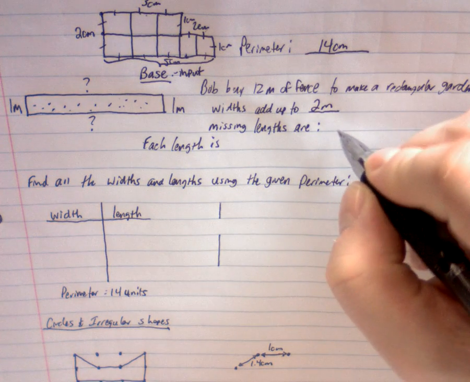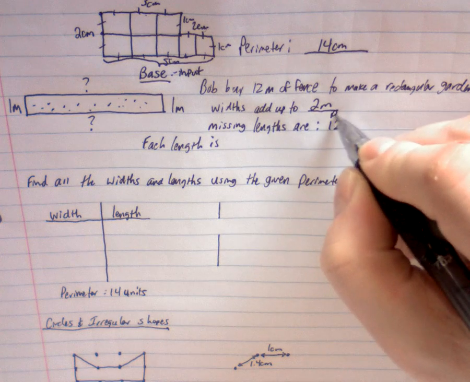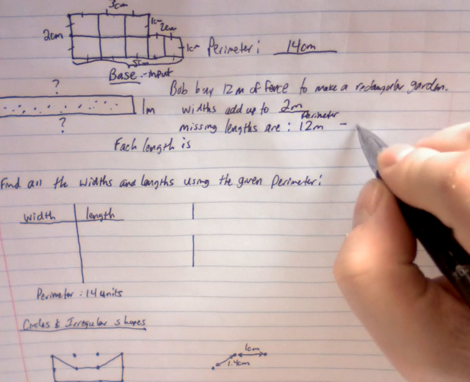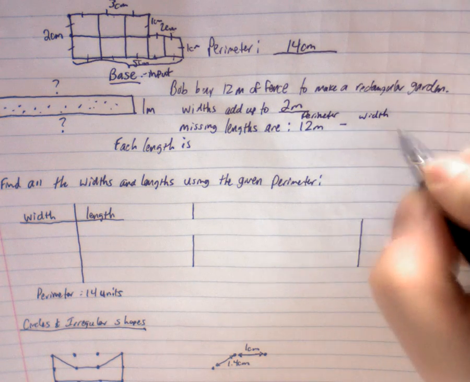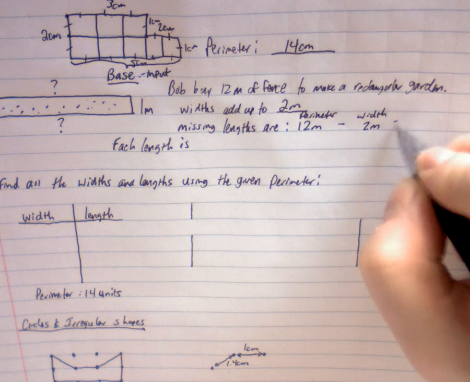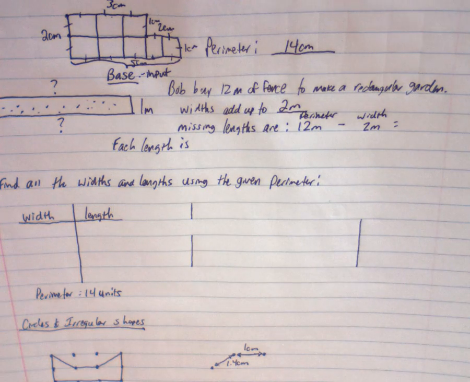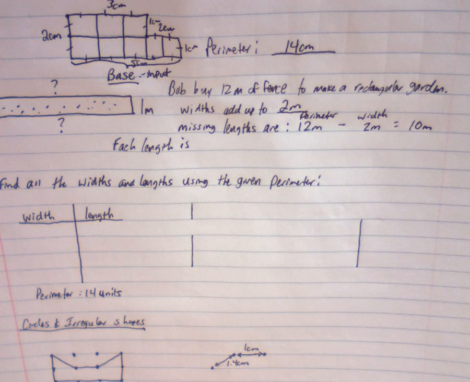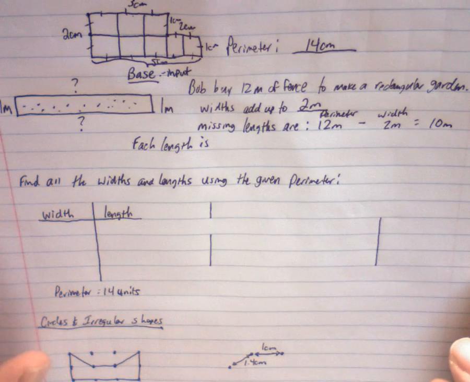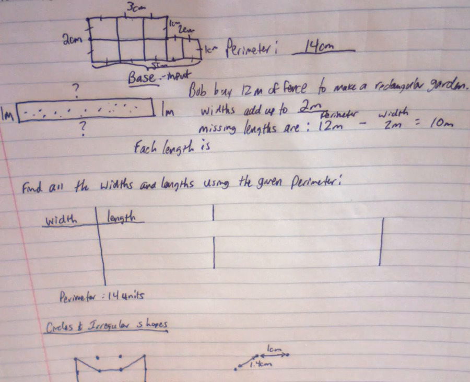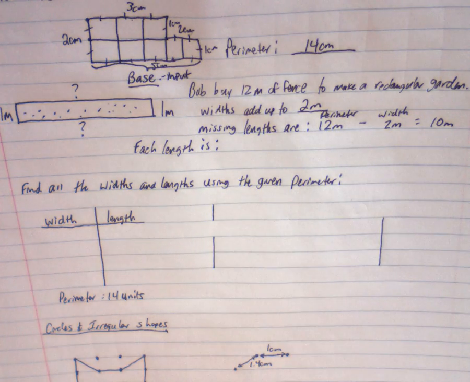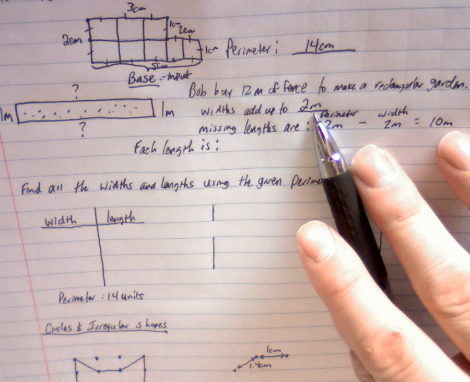So we can start with 12 meters, the perimeter, and subtract the width, which is 2 meters, and what we end up with is the missing length. So 12 minus 2 is 10 meters. Now we have two lengths, 1, 2. So that's why I have written down here that when we add both lengths, it comes to 10 meters, just like what we did when we added up the two widths.